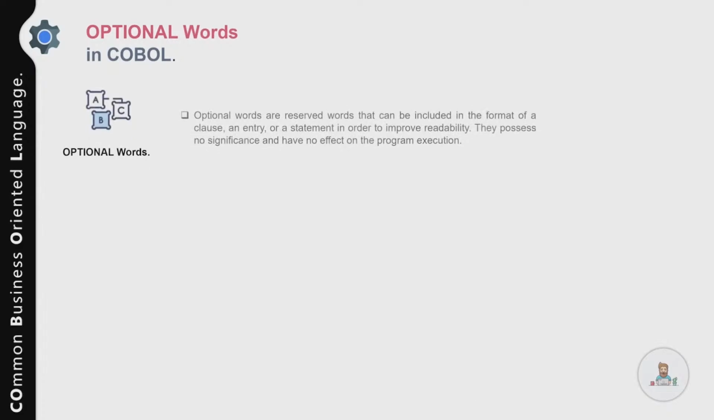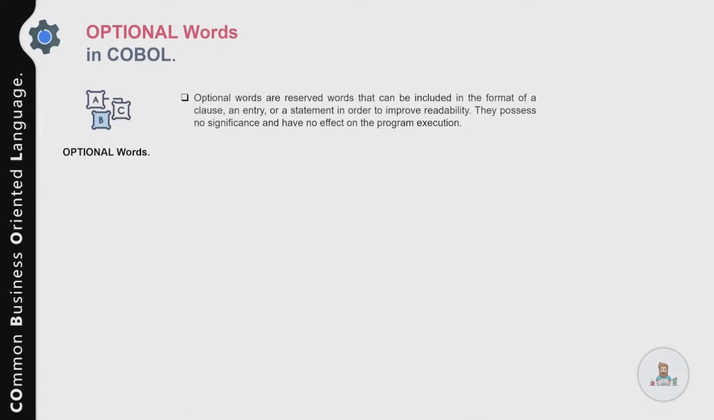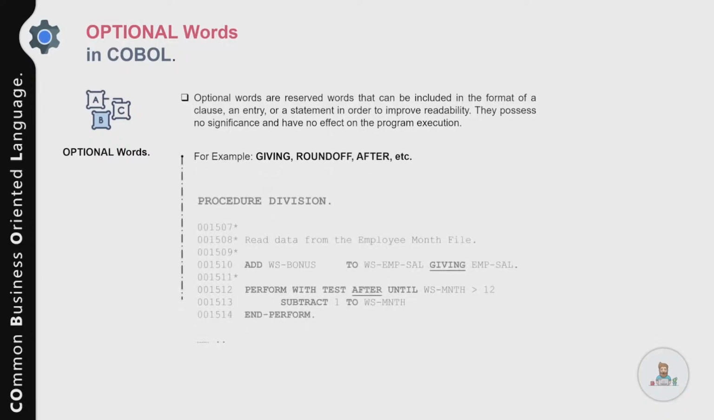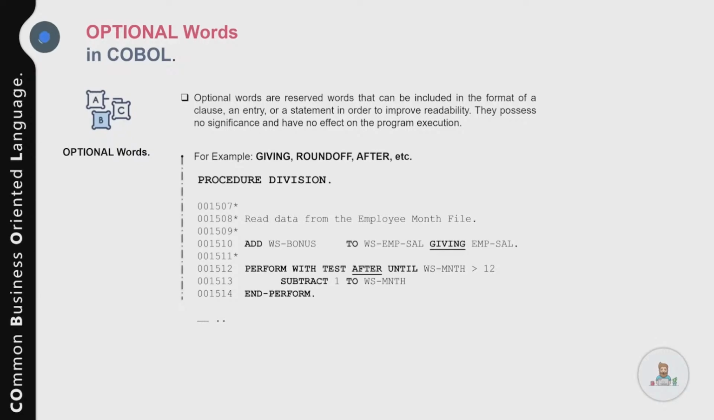So by definition, optional words are reserved words that can be included in the format of a clause, entry, or a statement in order to improve the readability of the code. They have no effect on the execution of the program. A quick example of optional words are giving, rounded, after, and there are many more, right?